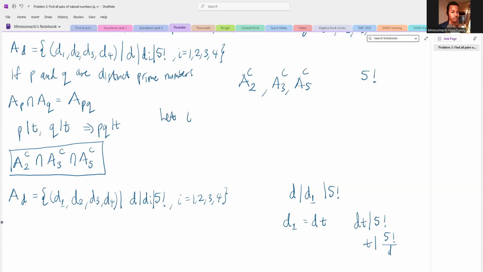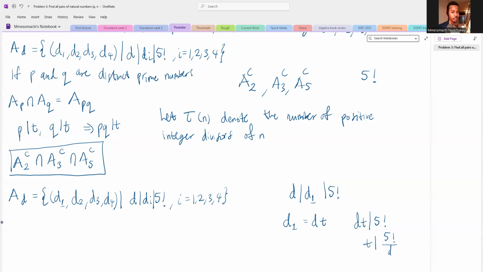Let tau of n denote the number of positive integer divisors of n. So this includes 1 and n as well. Okay, so tau of n is this.